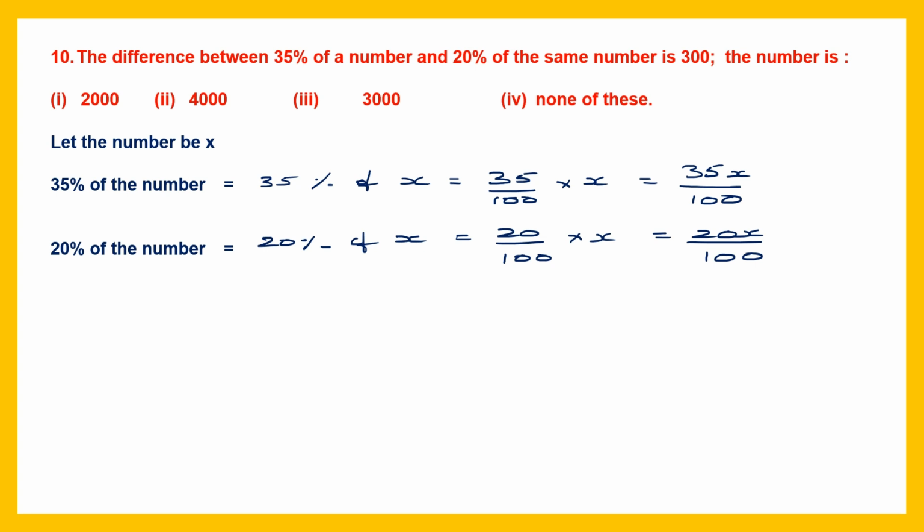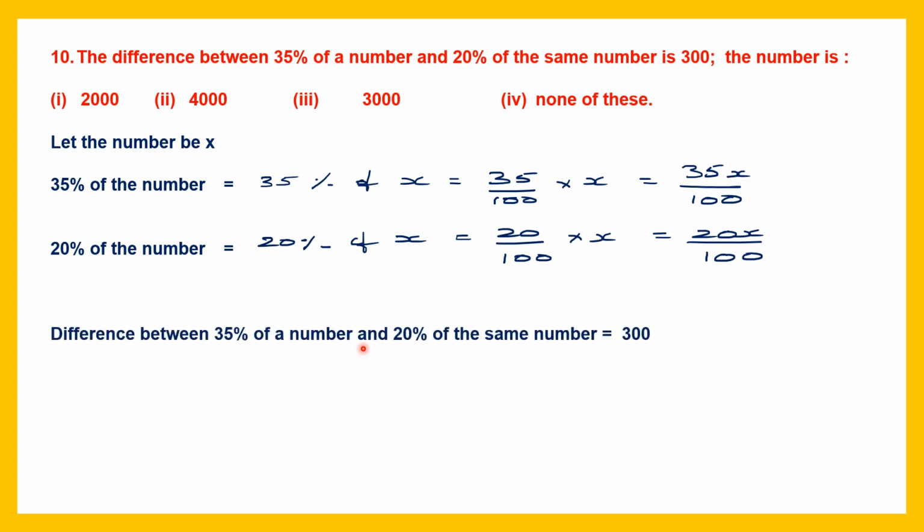Now the question is the difference. We have to find the difference. So we know how much 35% of the number is. We know how much 20% of the number is. Now we have to find the difference. The difference between 35% of the number and 20% of the same number is 300. We know the difference is 300, but since we have x here, we can solve this and find the value of x.